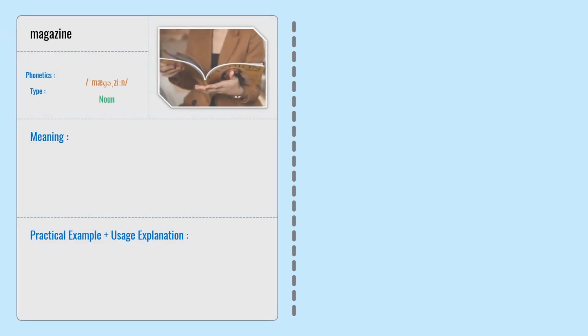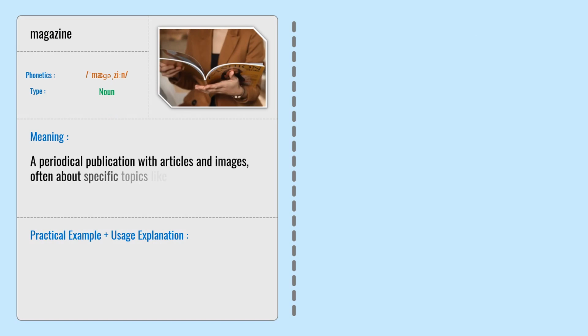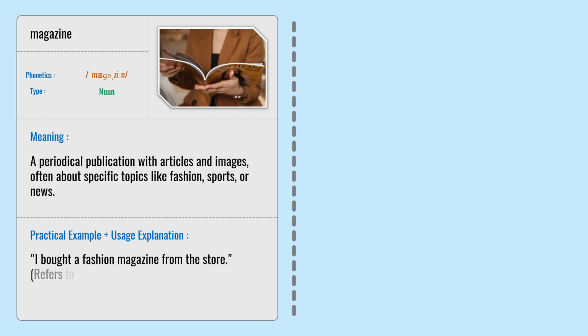Magazine. A periodical publication with articles and images, often about specific topics like fashion, sports, or news. I bought a fashion magazine from the store. Refers to a periodical publication with themed content.